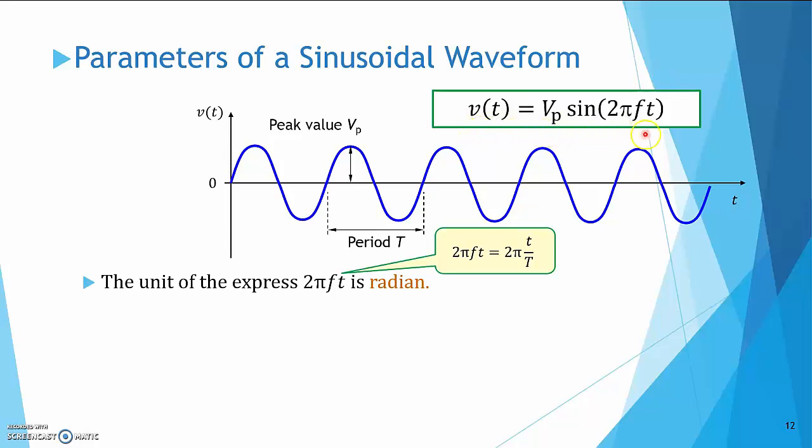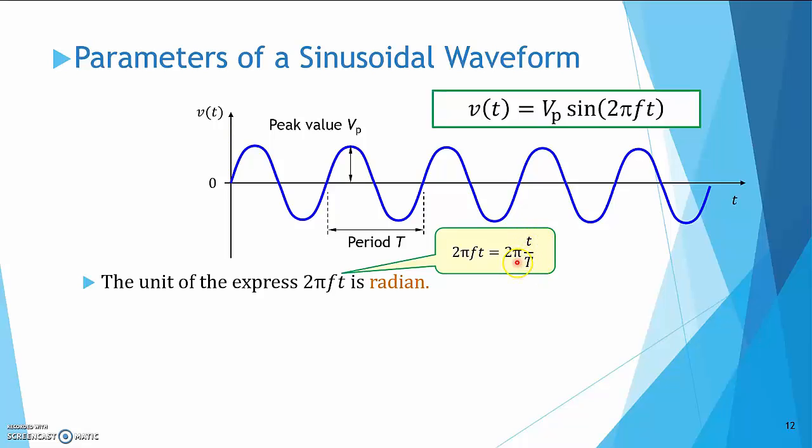That is the general equation of sine waves. 2πft is equal to 2πt over T. The small letter t is the time variable. The capital letter T is the period of the periodic waveform. The units of time and period are both seconds, which will be cancelled off in this division.